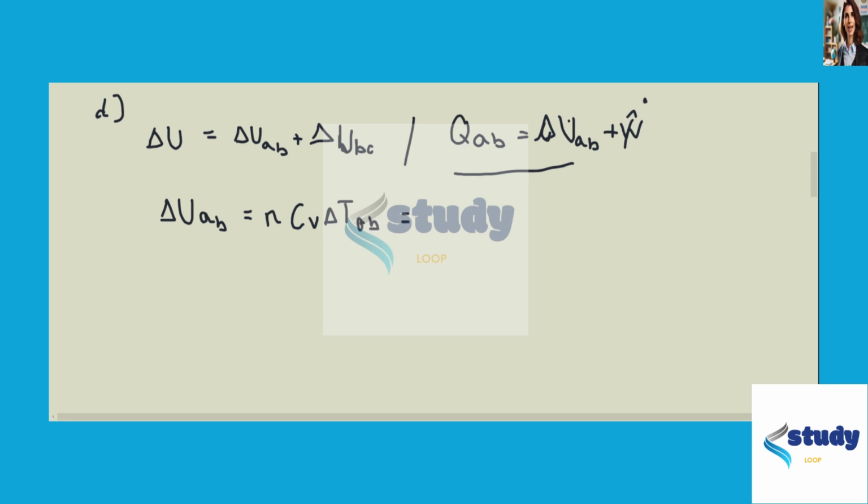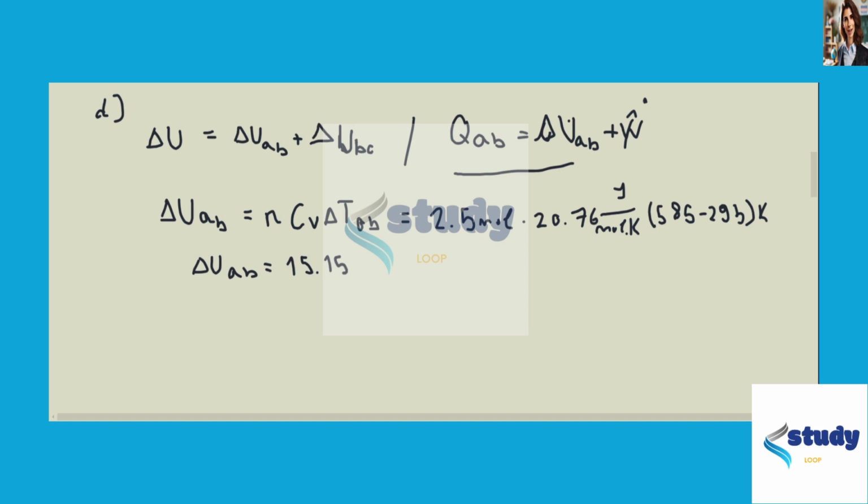And this is equal to 2.5 moles times 20.76 joules per mole Kelvin, times the difference in the temperatures, so minus 29.3 kelvins. And when we put these values into a calculator, we obtain that delta U AB actually equals 15.15 kilojoules.